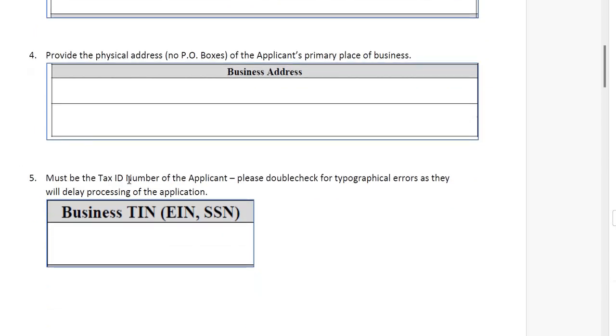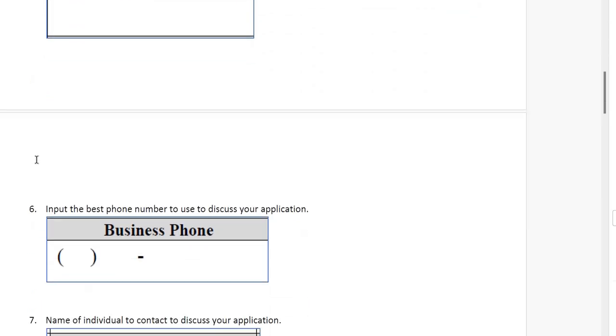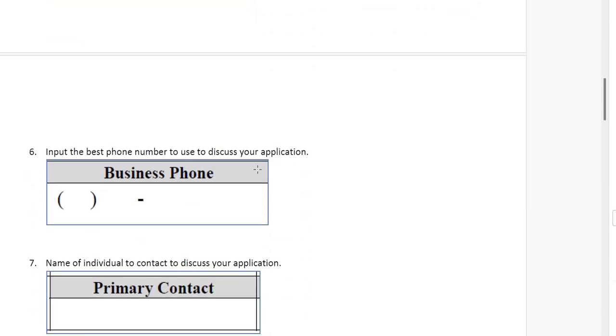Number five must be the tax ID number of the applicant. Please double check for typographical errors as they will delay processing of the application. So you put your business tax ID number, which is the EIN. If you're operating as a sole proprietorship, place your social security number. That's box number 5. Continuing down, input the best phone number to use to discuss your application.